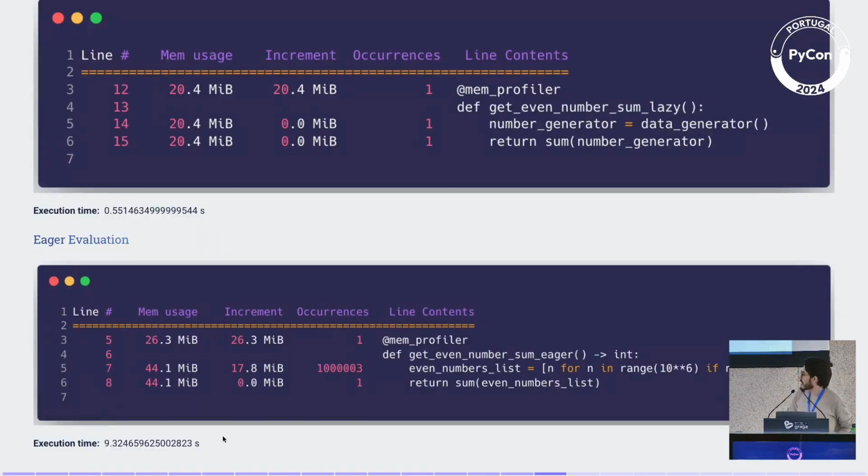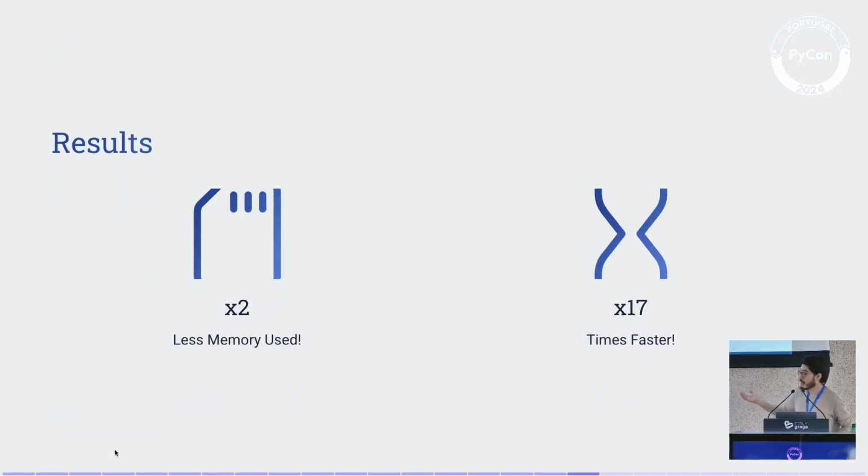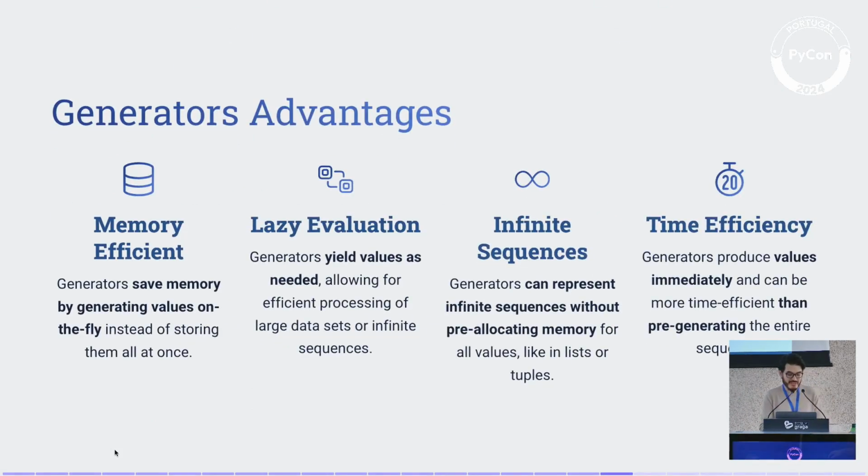Okay, let me get back. There we go. And the execution time, as you can see, has increased to almost 10 seconds. So we have less than a second versus almost 10 seconds in execution time for the same logic. We have used 2 times less memory for this example, and it's also been 17 times faster. So I don't know, it's kind of good to have that, right?